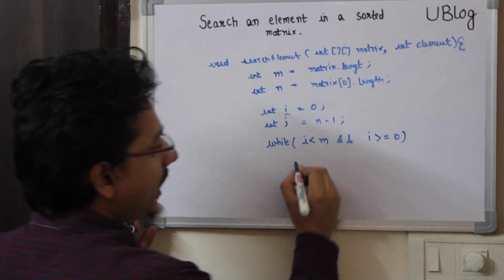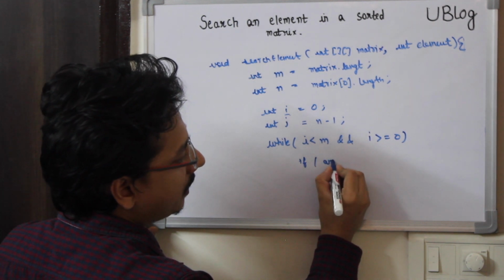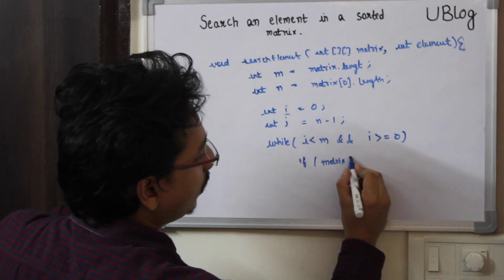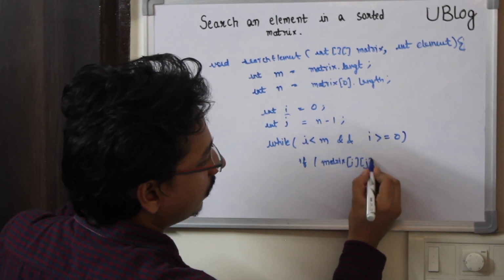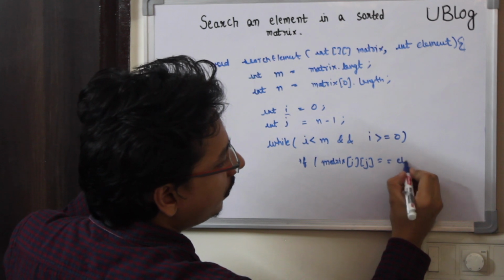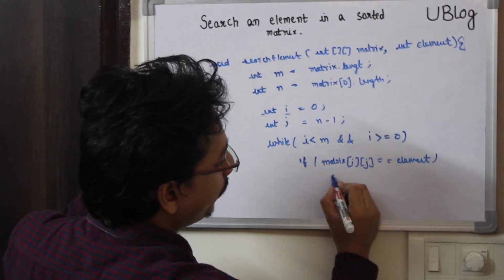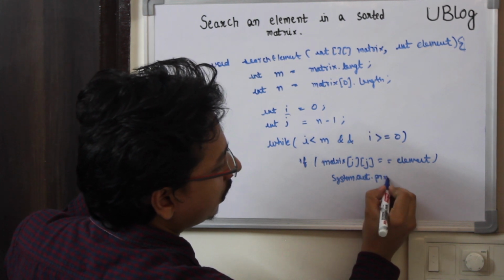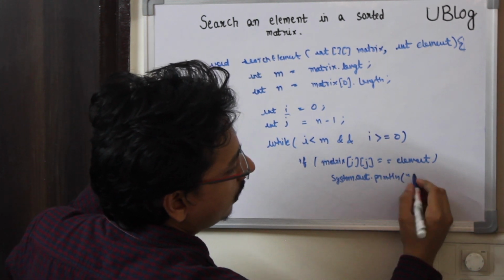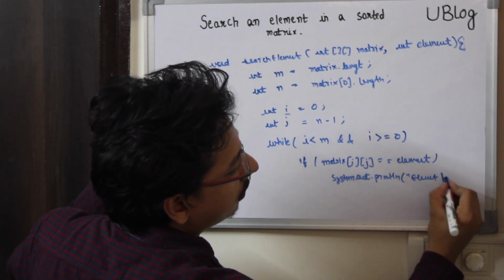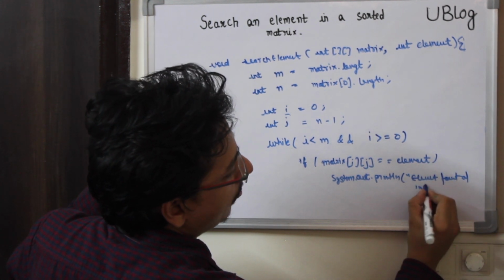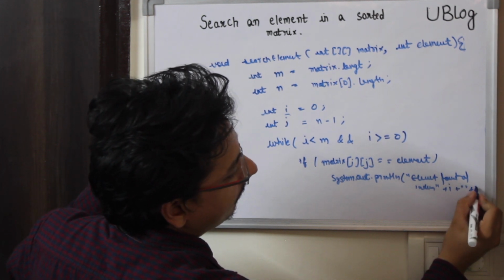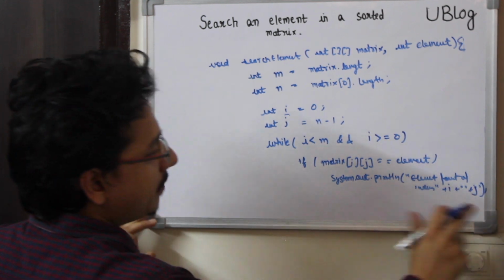Then what I need to do is search. If my current element, matrix[i][j], equals the element which I want to find, I can print with System.out.println: element found at index i, j. So basically I print the index.